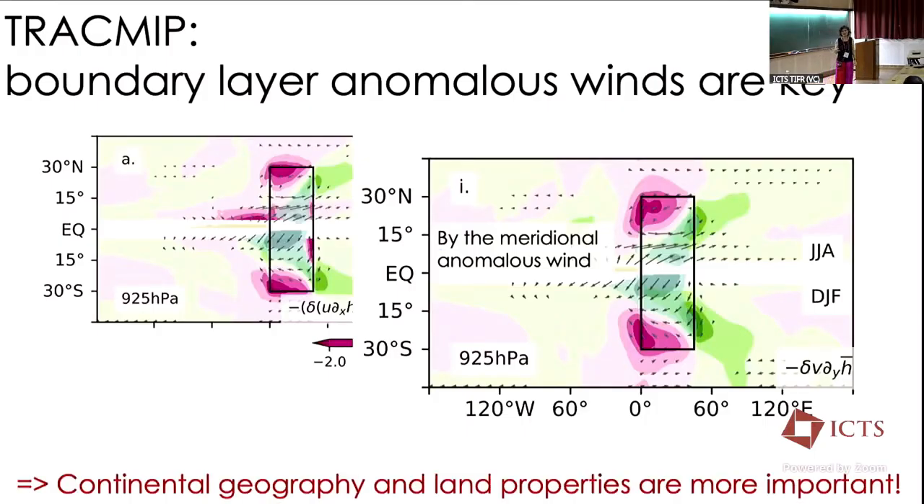But if it's not just the westerlies of the background state, then unfortunately it becomes more difficult to predict what the answer is, because the westerlies are always going to be there, right? We had that three-cell model, you get westerlies, all done, right? But if the key circulation is something that depends on the anomalous wind, then you're going to end up with something that tells you that the continental geography and the land properties are going to be more important.